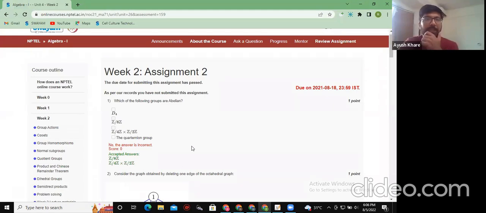The first question says, which of the following groups are abelian? And the groups are dihedral group of order 8, cyclic group of order 8, the direct product of cyclic group of order 4 and the cyclic group of order 2, and the quaternion group. You can see all groups are of order 8. We need to see which groups are abelian and which are non-abelian. So I hope all of you can answer this question. This is one of the easiest questions in the entire assignment.